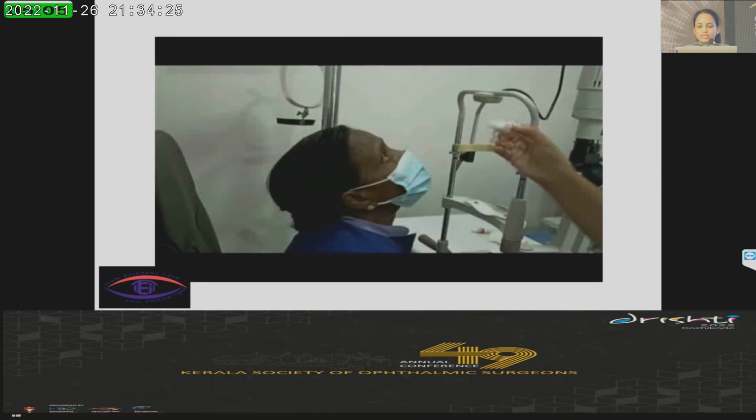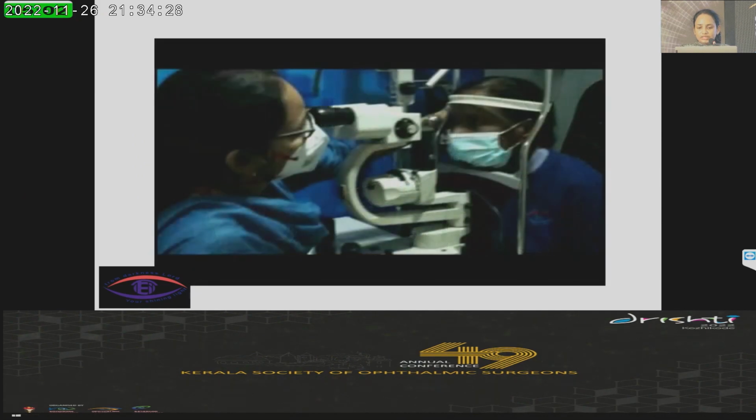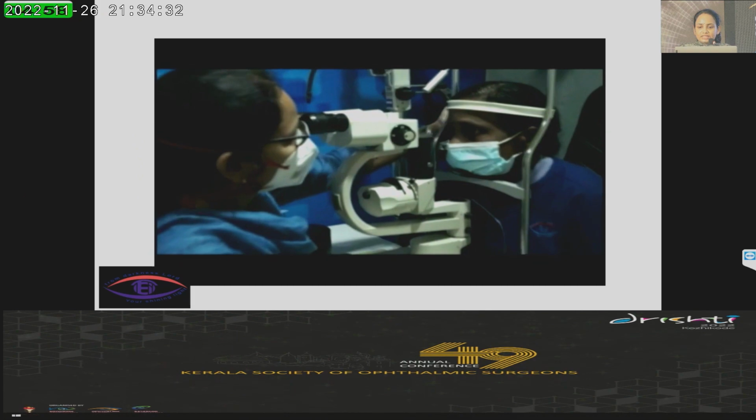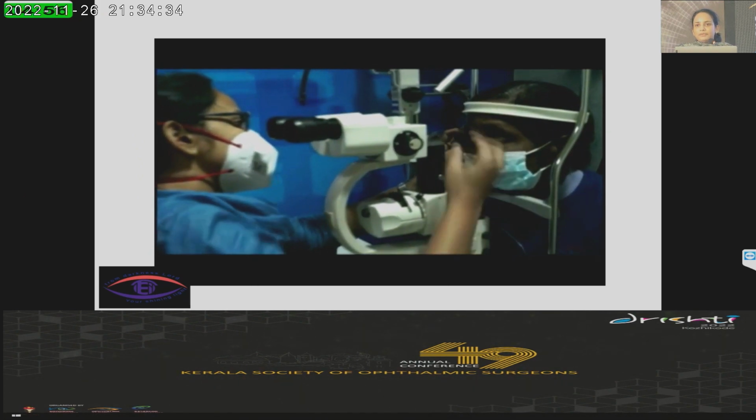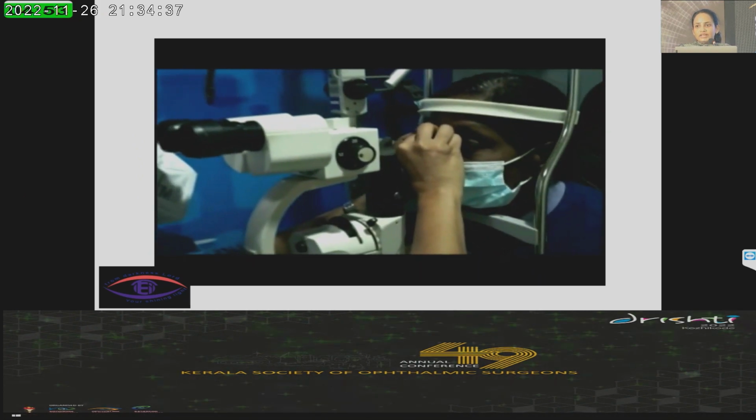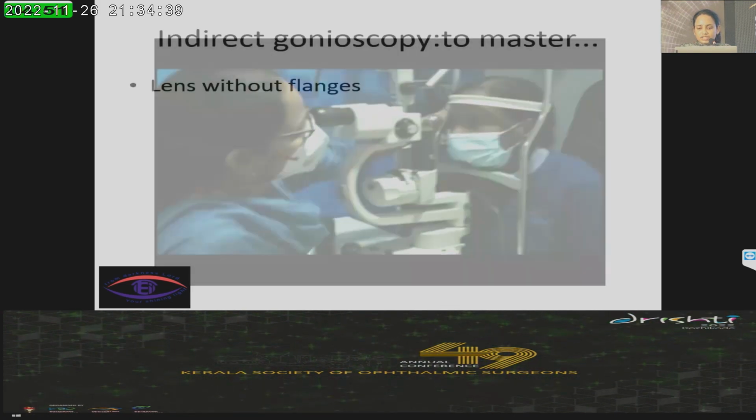Explain the procedure to the patient. Instill a drop of proparacaine in both eyes. Place the chin of the patient on the chin rest with the forehead against the forehead band. Separate the upper and lower lids with your thumb and index finger, ask the patient to look up and insert the lens from below.